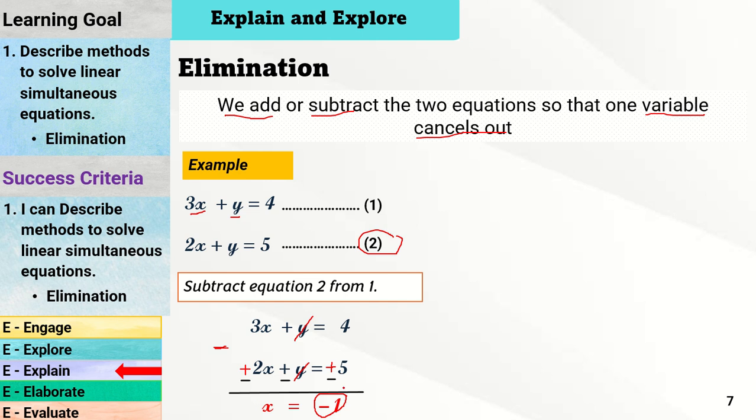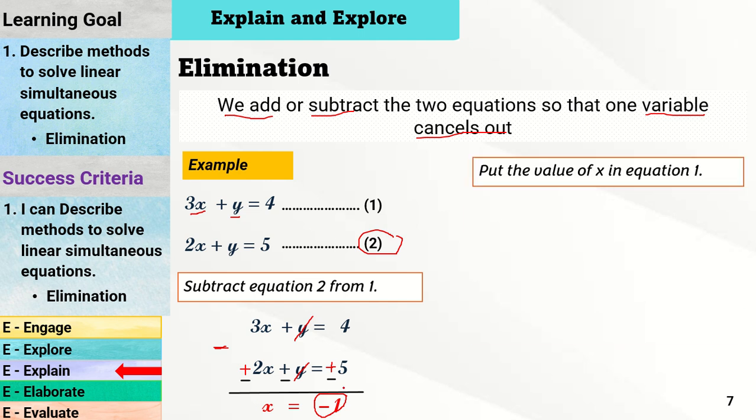Now it's easy to get the value of y. How can we get it? Put the value of x in equation 1. You can also put it in equation 2, no problem. It's up to you in which equation you put the value. So now my equation is 3x plus y equal 4, right? So the value of x is minus 1. How can we do it? Very simple.